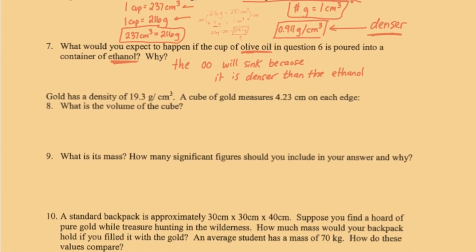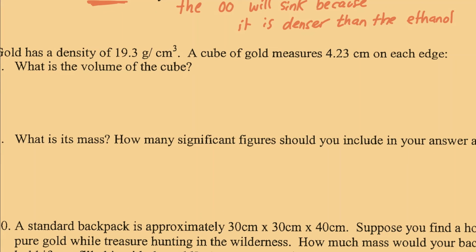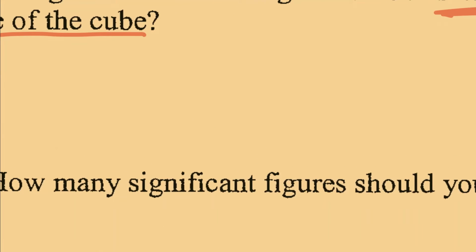All right, let's move on to question 8 here. Gold has a density of 19.3 grams per cubic centimeter. A cube of gold measures 4.23 centimeters on each edge, and it wants to know what is the volume of the cube. Well, they just told us the dimensions of the cube, so 8 isn't even a chemistry problem. It's not even a density problem. This is just geometry.